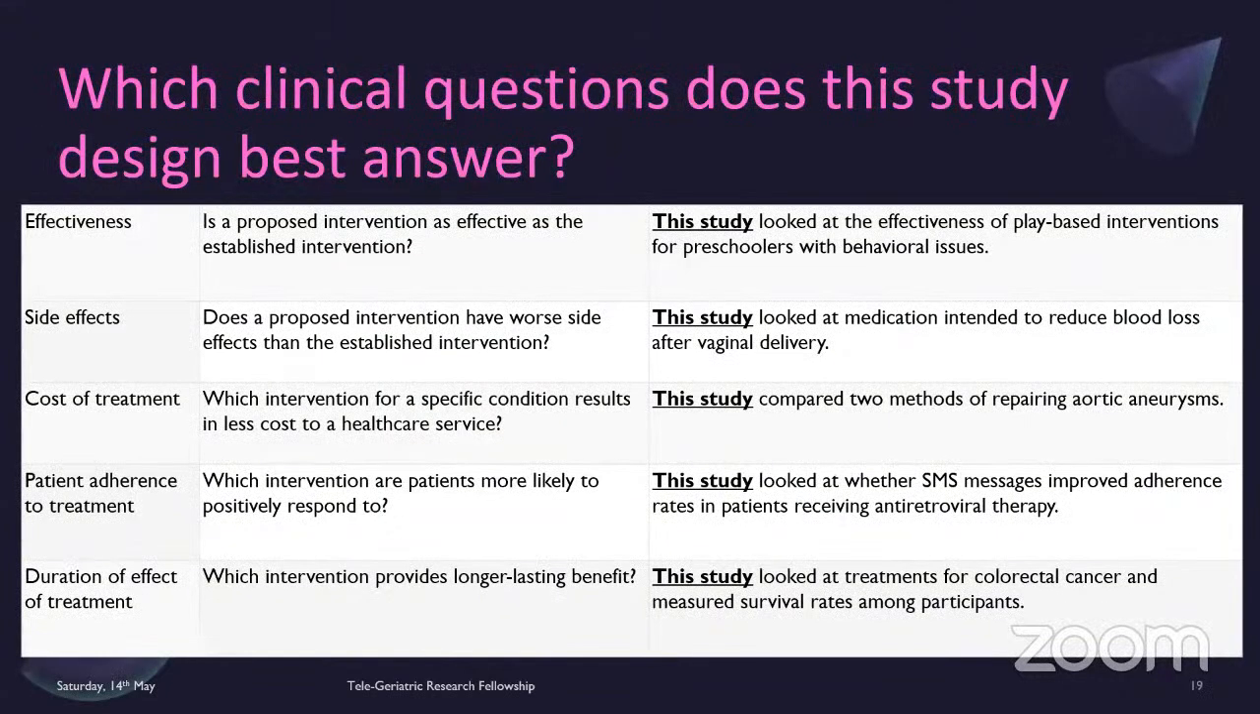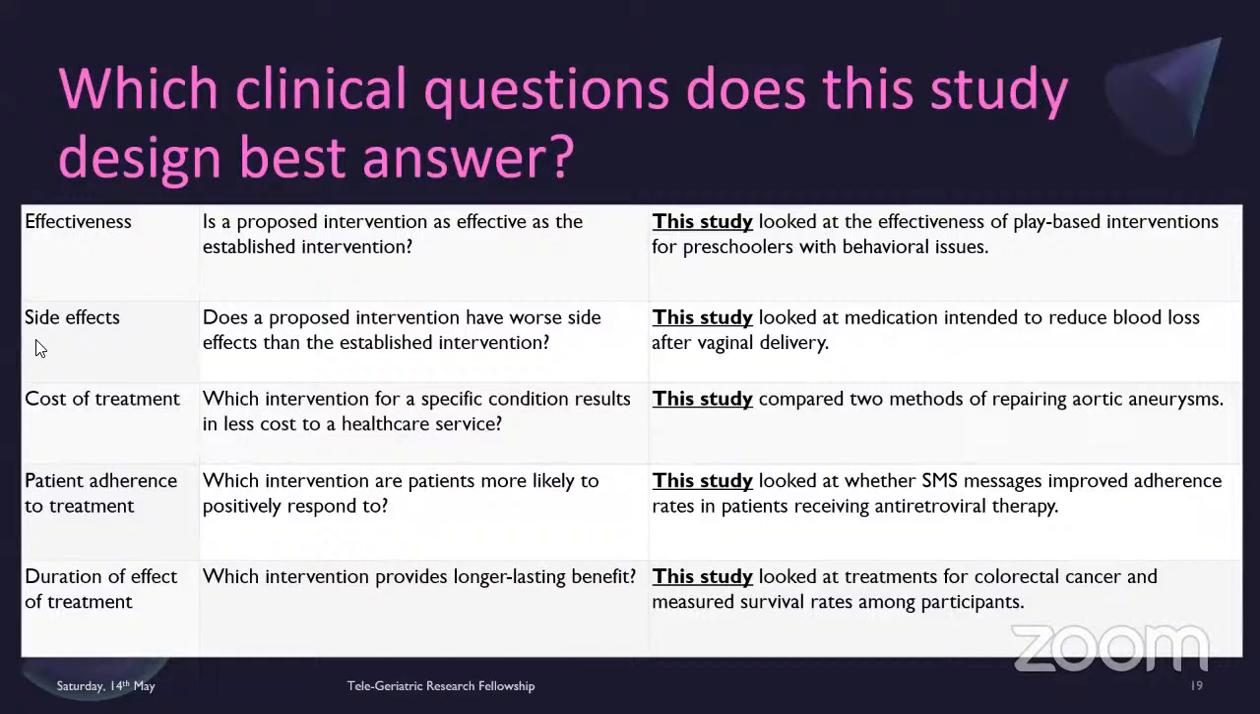Let's have a look. The clinical questions that the randomized controlled trial can best answer: effectiveness. Is a proposed intervention as effective as an established intervention? For example, we already have a drug treating heart failure, but they come up with research telling us we have a better drug which can better treat heart failure. So this study looked at the effectiveness of play-based interventions for preschoolers with behavioral issues.